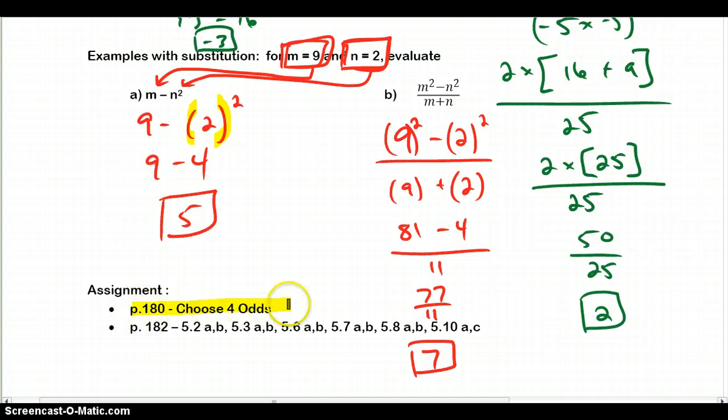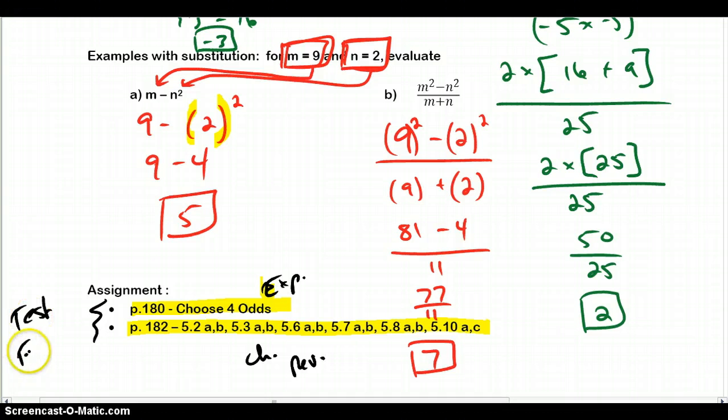Alright, so pause the video, go back and write those down if you didn't get everything down, and then you've got some exponents questions to do, and then some chapter review questions to do today. 2 sets, getting ready for test on Friday, test tomorrow.